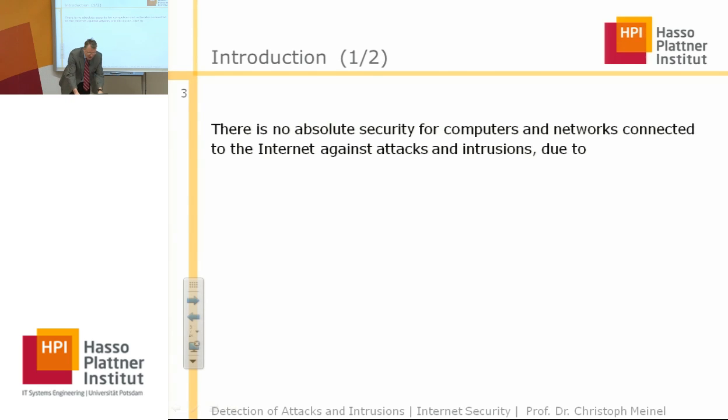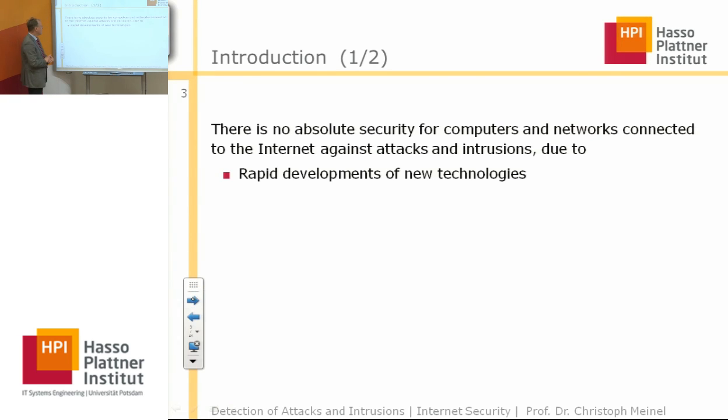The reason is that the complexity of IT systems, the various weaknesses we have already discussed, and newly discovered attack methods are all a reason that there is no absolute security. There is no absolute security for computers or for networks, and particularly if the systems are connected to the internet, there is a real danger of being attacked from the internet.